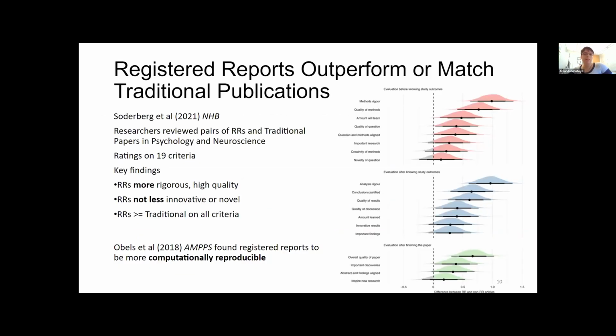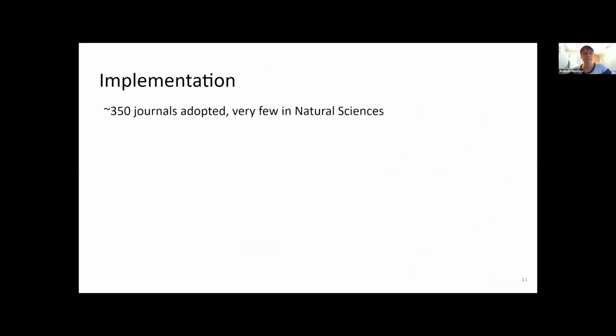There's been quite a bit of meta-science looking at the quality of registered reports, and overall, the findings are really good. In general, registered reports are perceived as more rigorous, higher quality. They are not less innovative or novel, and essentially score better than or equal to traditional publications on all criteria that they were evaluated in. There was another study that also looked at computational reproducibility of registered reports and found them to be more computationally reproducible. So what is going on with these?